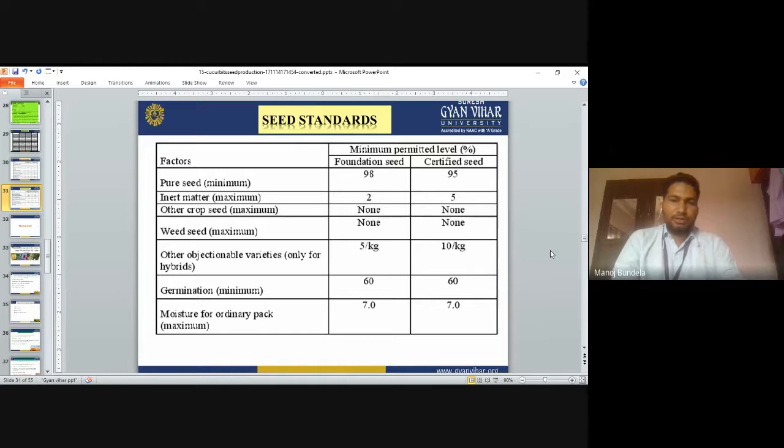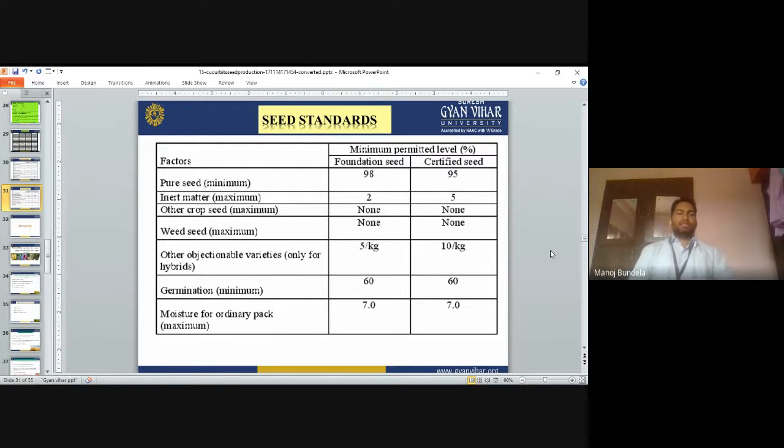Germination percentage: the minimum germination percentage will be 60%. Moisture for the ordinary pack: the maximum moisture content is 7% for foundation seed, and for certified seed also 7%.